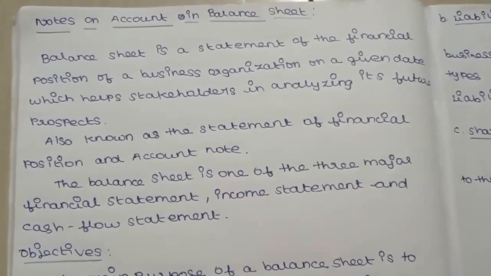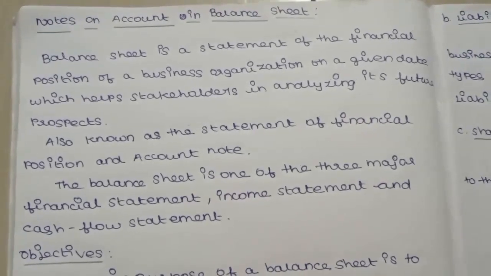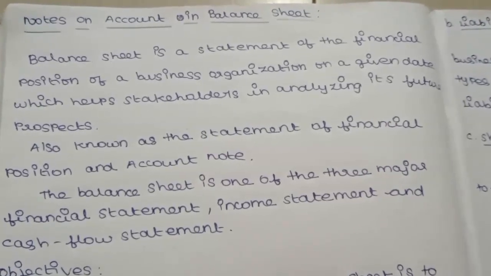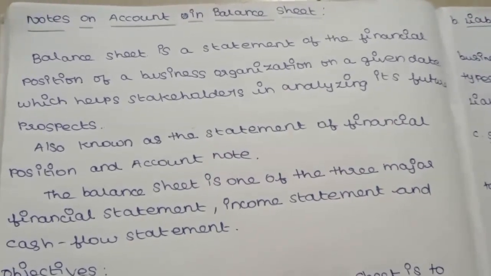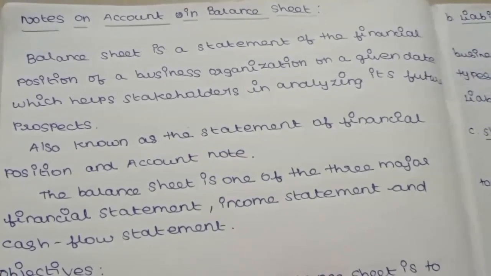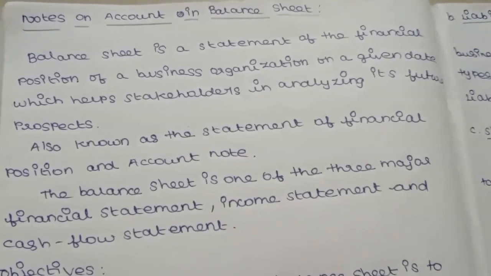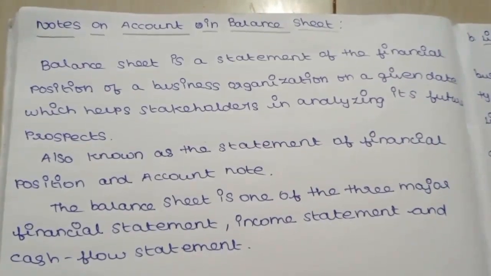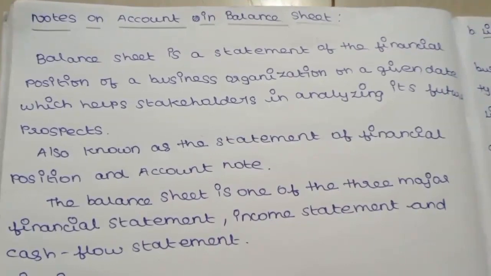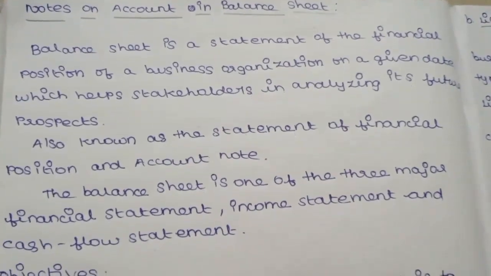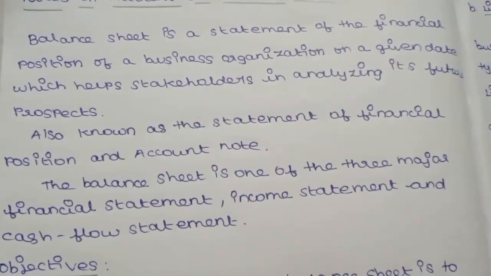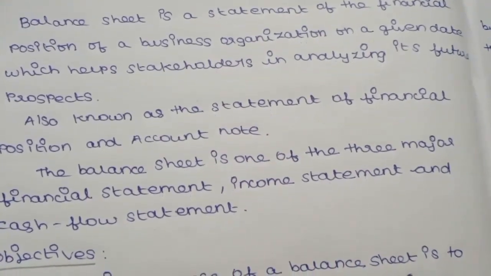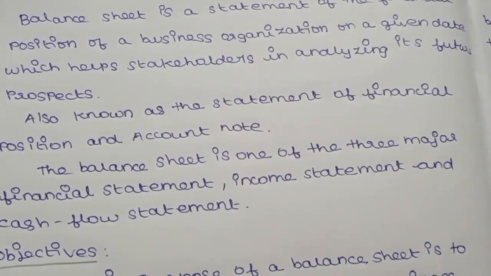I'm going to explain about notes on account in balance sheet. Balance sheet is a statement of the financial position of a business organization on a given date, which helps stakeholders in analyzing its future prospects. It also summarizes the asset, liability, and shareholders' equity of a business organization at a given date. It provides a base on which rate of interest can be computed and its capital structure can be evaluated.